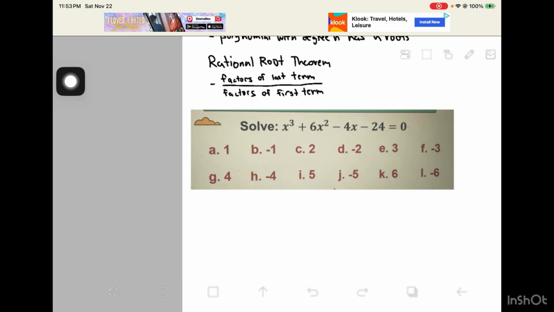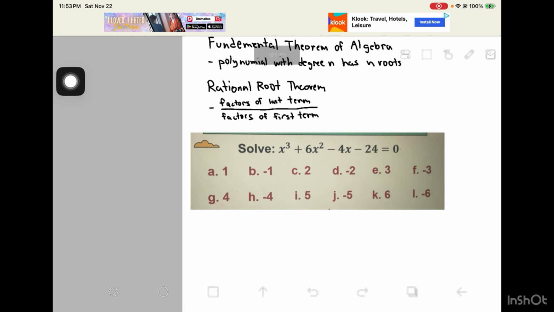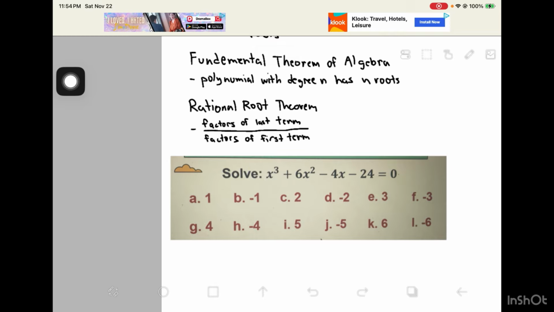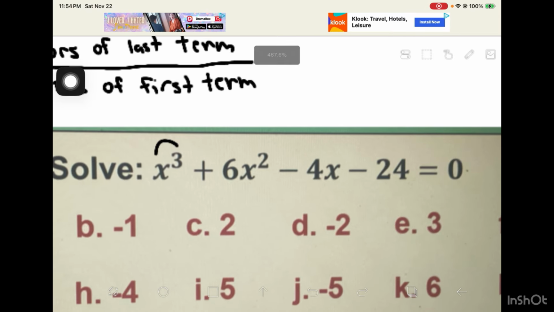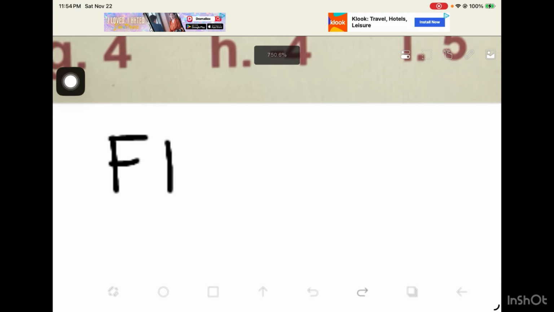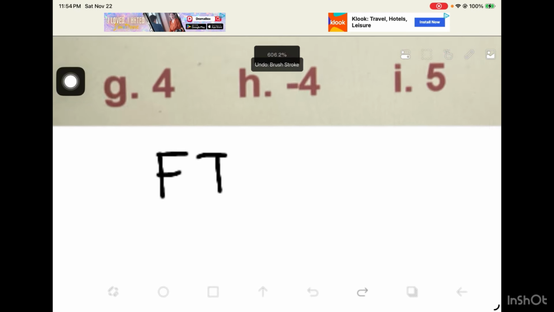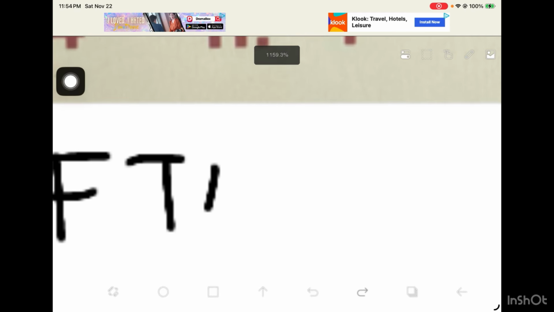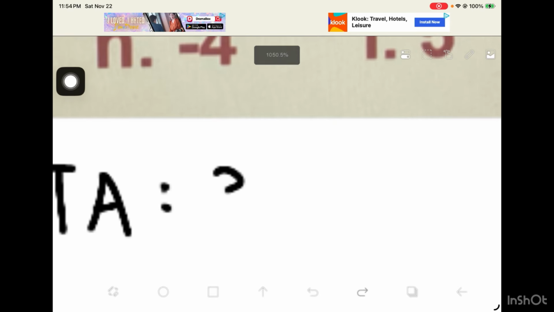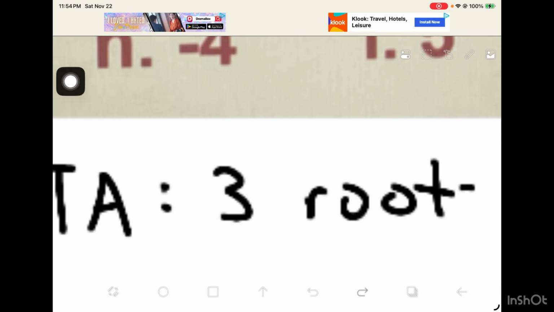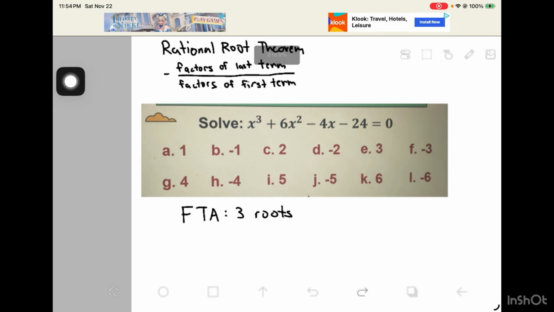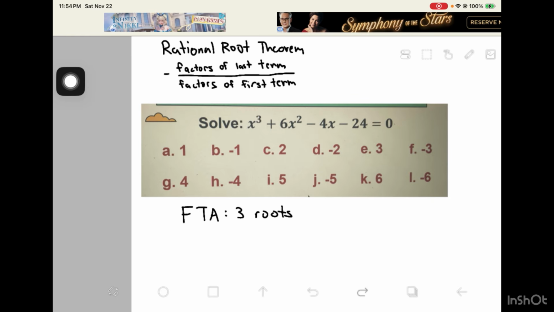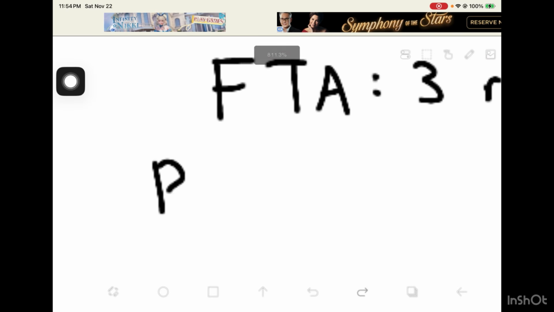So let's try this with our example. Fundamental theorem of algebra, FTA: by the degree n, we have 3 roots. So that's 3 roots. So how can we apply the RRT, or the rational root theorem?